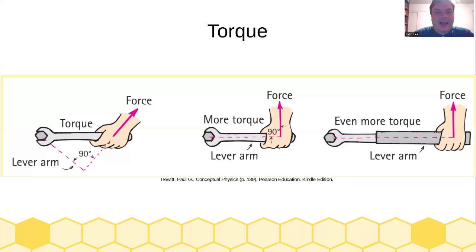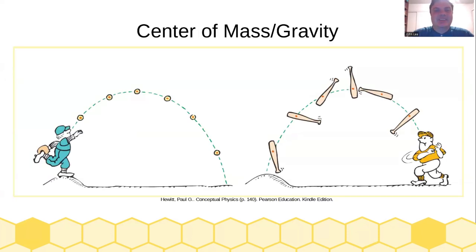Instead, if you have the lever arm and the force making a 90-degree angle, being perpendicular to each other, then that's going to have more torque. And if you have a longer lever arm and the force perpendicular to the lever arm, then that's going to be even more torque.